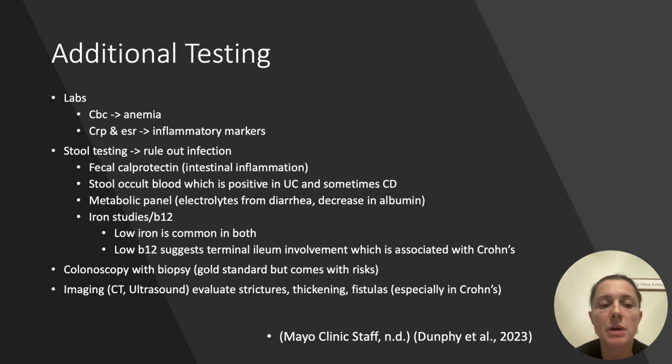You're also going to look at a metabolic panel. This may show abnormal electrolytes from the diarrhea, and there may be a decrease in albumin due to malabsorption of nutrition. You're going to want to do iron studies and B12. Low iron is common in both, and then low B12 suggests that it is Crohn's disease because there could be involvement with the terminal ileum.